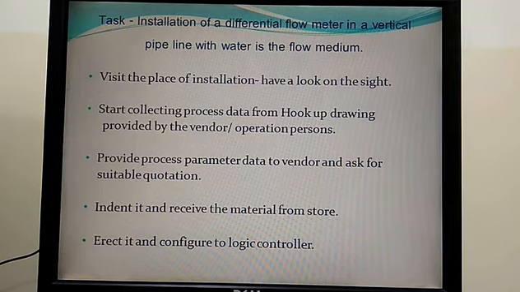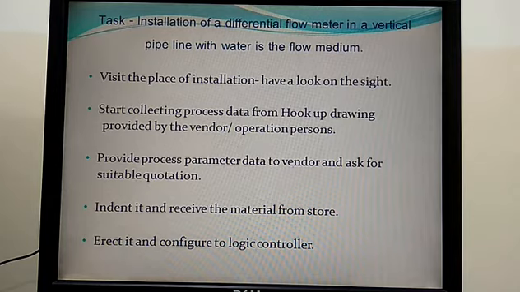Task: installation of a differential flow meter in a vertical or horizontal pipeline with water as the flow medium. This is the task. Here vertical is written, you can consider vertical or horizontal both. Here I have considered the example of a horizontal pipeline. So your task is, first visit the place of installation. Have a look at the site. First you visit the site and see the position.